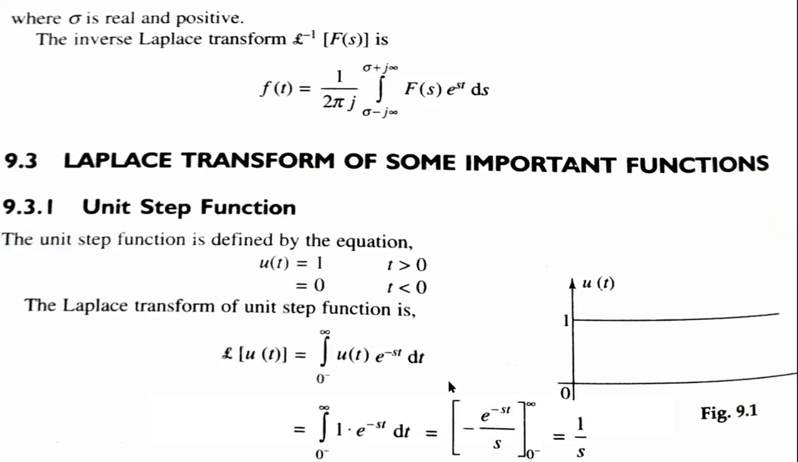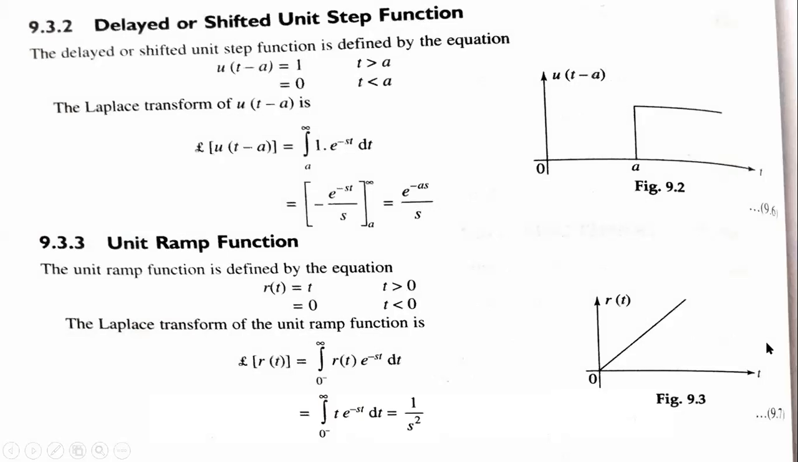So what will happen after applying that integral? You should be aware of integrals and derivatives from maths, and you should know how to apply the limit. That is not the rule here, but you should be aware of it. So the integral from 0 minus to infinity of e raised to the power minus st will become minus, with e raised to the power minus st divided by s, applying the entire limit from 0 minus to infinity.